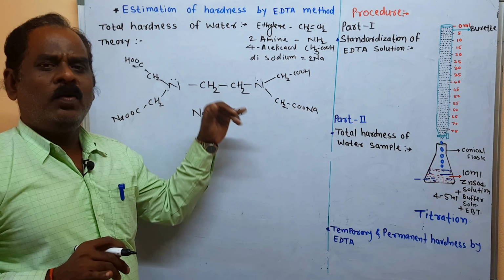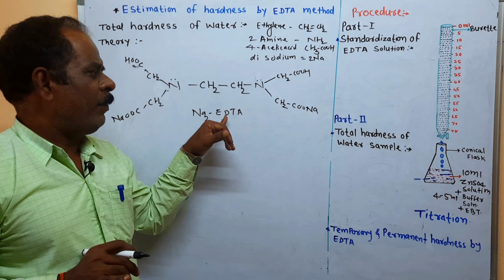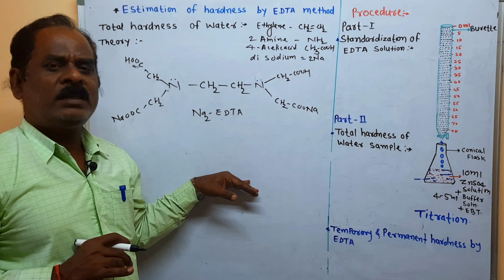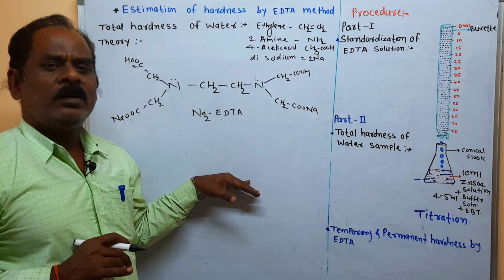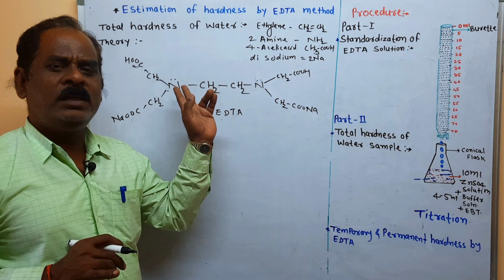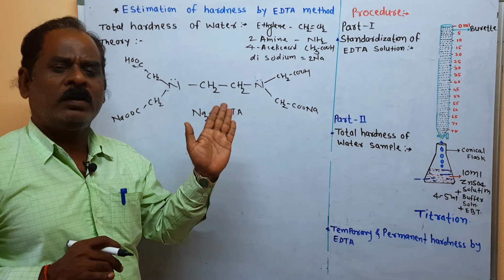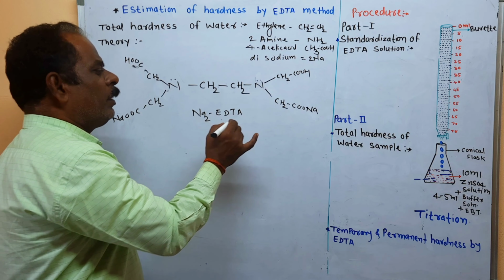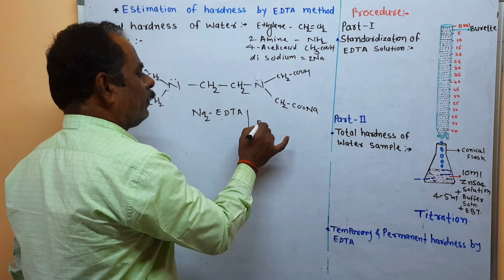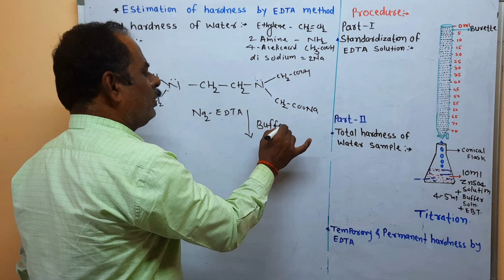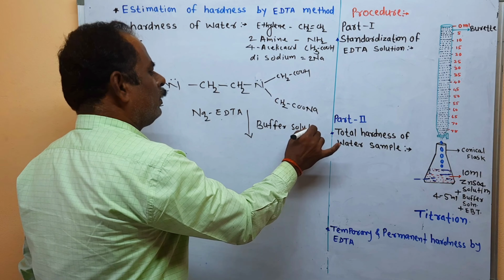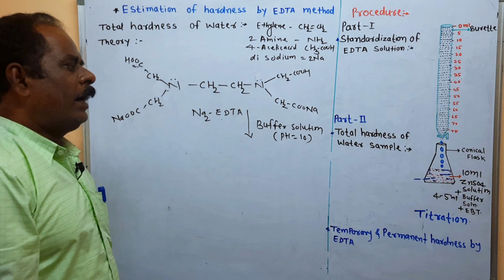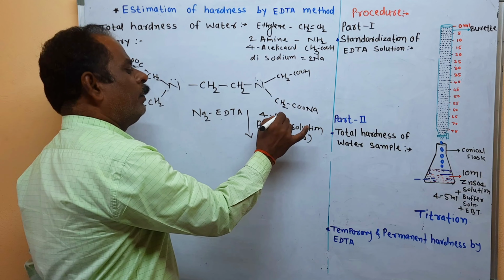When this ethylene diamine tetraacetic acid reacts with the hard water sample in this titration, generally 2 points are very important because EDTA reacts with the hard water sample at a definite pH. Therefore, use a buffer solution here. What is meant by a buffer solution? Here the buffer solution has a pH of 10. Add 4 to 5 ml of buffer solution.